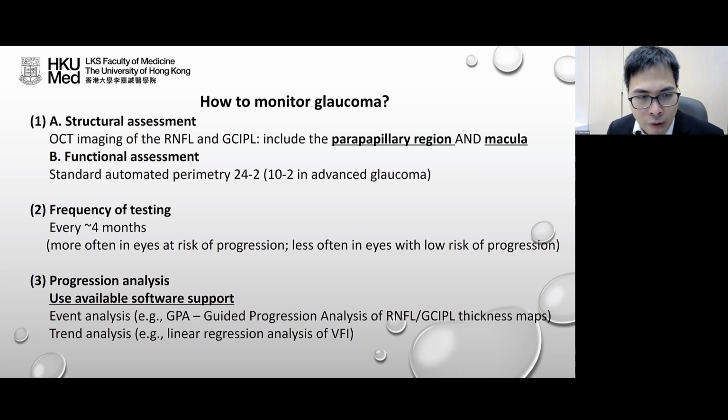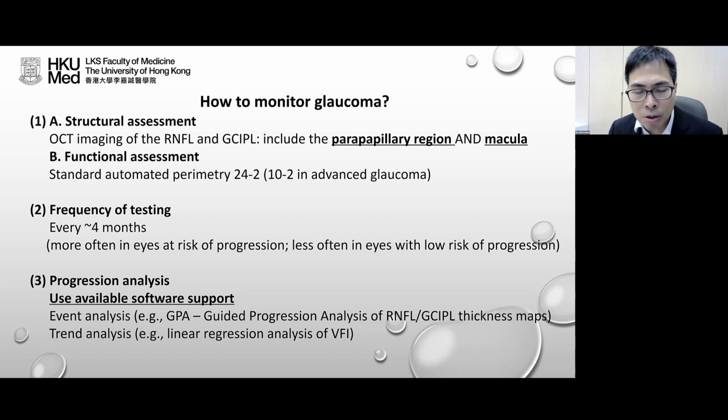I think this is a very important point. We need to use available software support to determine progression. So what do I mean by available software support? We need statistical analysis. We just can't trust our eyeballs to determine whether change has occurred or not in visual field and optic disc. We need to rely on statistical analysis.